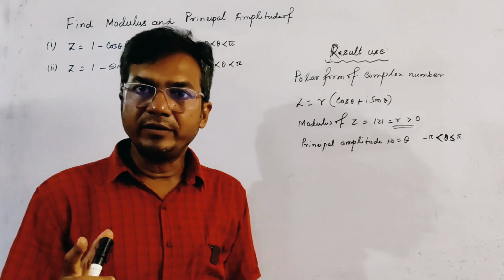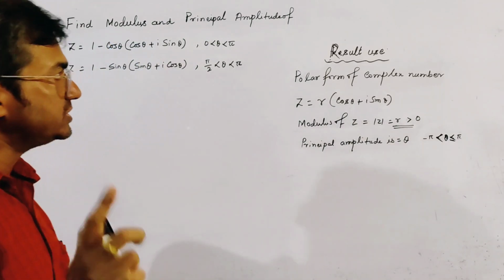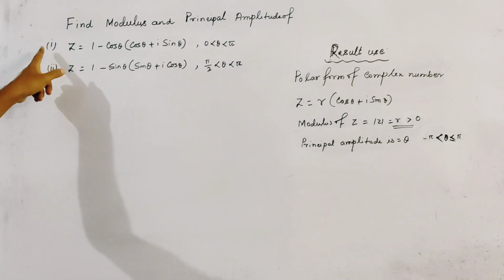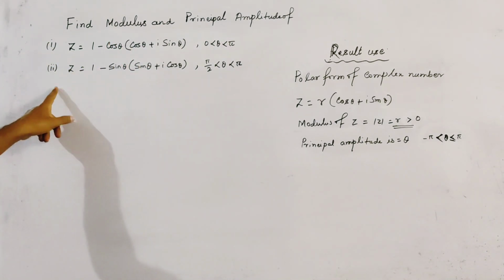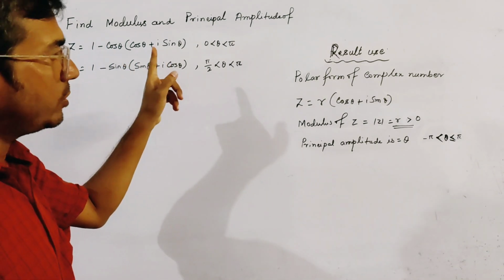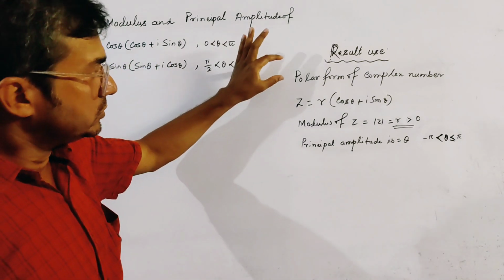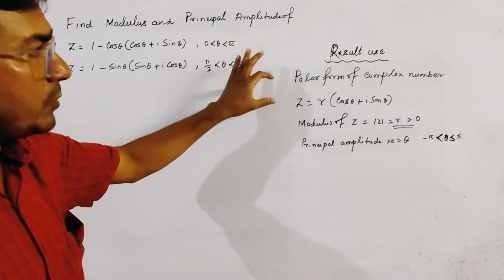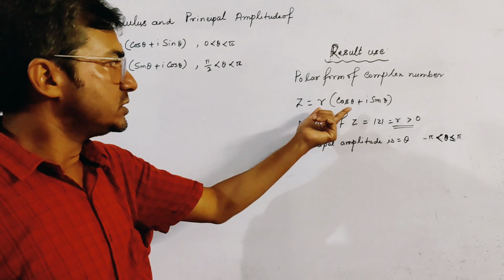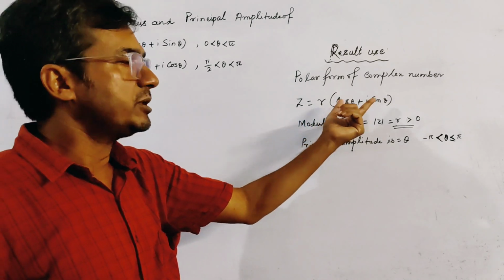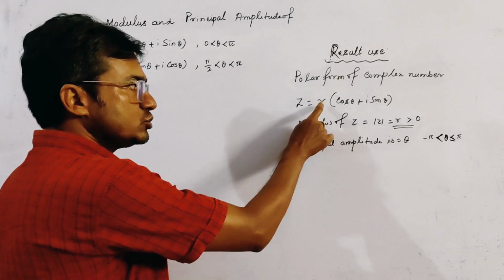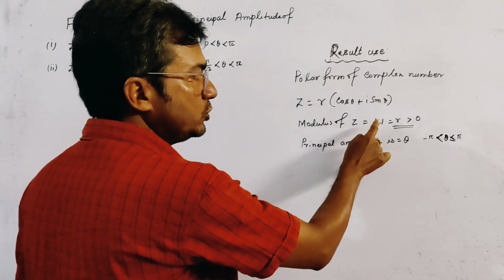Here we find the modulus and principal value of the amplitude of the complex number. Here two complex numbers are given, and to find the modulus and amplitude of a complex number, we use the polar form of complex number, and this is z equal to r into cos theta plus i sin theta. Okay, and this r is known as the modulus of z, and it is denoted by mod z.